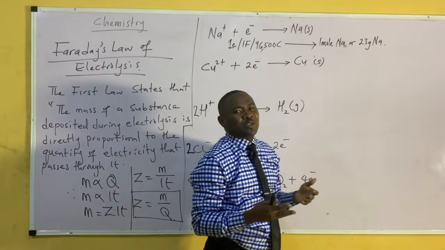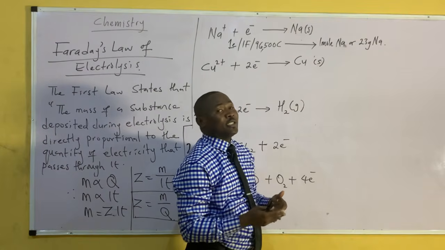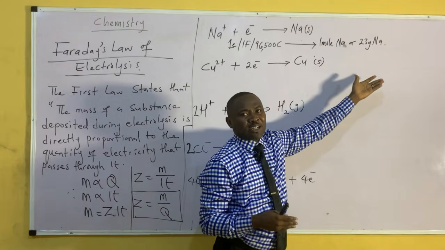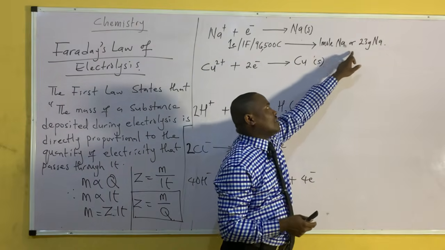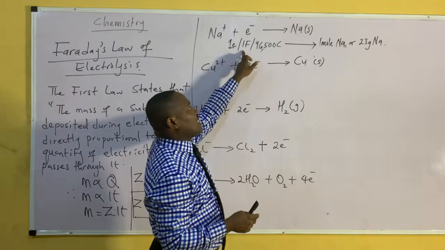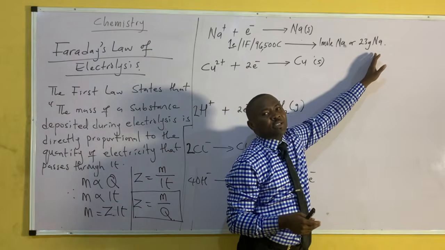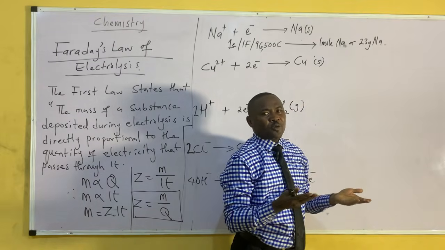So they will not ask you how many Faraday is needed to deposit, for instance, 2.3 grams of sodium. So you will say, if 1 Faraday gave me these grams of sodium as standard, therefore X Faraday will give me 2.3 grams of sodium. That's how it is solved. Very simple. We'll solve some questions.